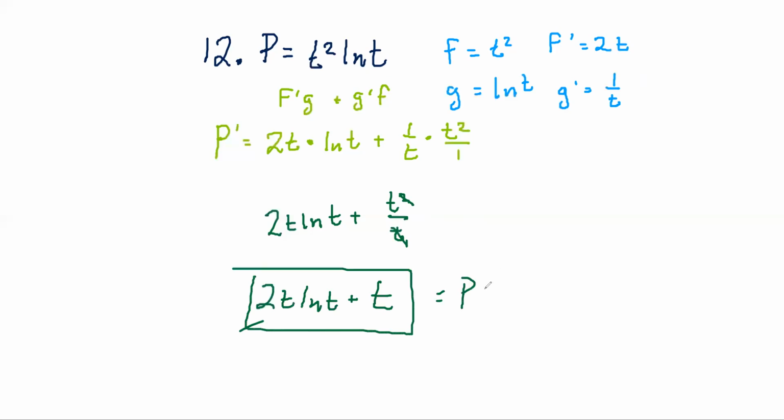And this is going to be P prime, or dP dt, depending on what notation you want to use. Okay. Let's try 22.